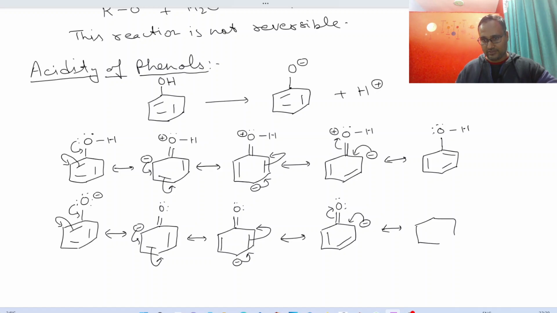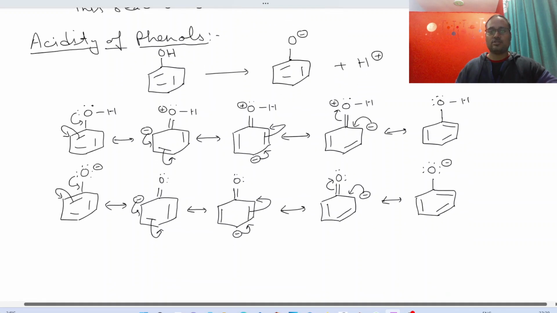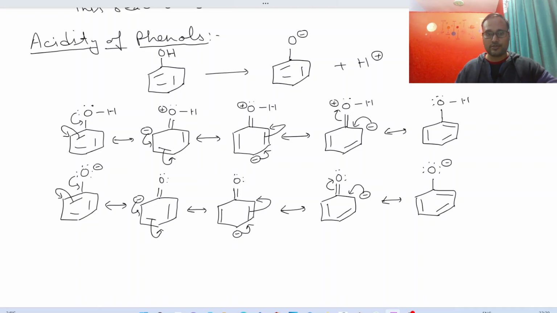So when we look at the resonating structures of phenoxide ion, there is only a negative charge present either on the oxygen atom or on the carbon atom. There is no charge separation that takes place in the phenoxide ion, but there is charge separation which takes place in the phenol, making it less stable as compared to phenoxide ion. That's why phenol dissociates quickly to give H plus ion to form the more stable phenoxide ion.